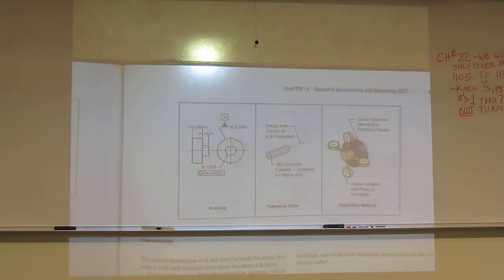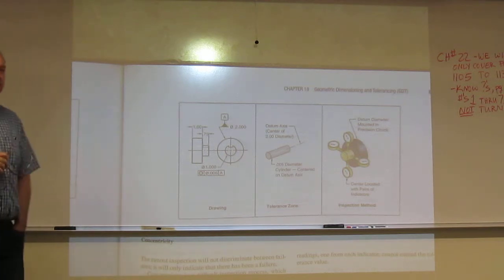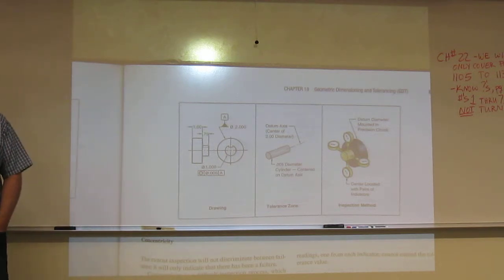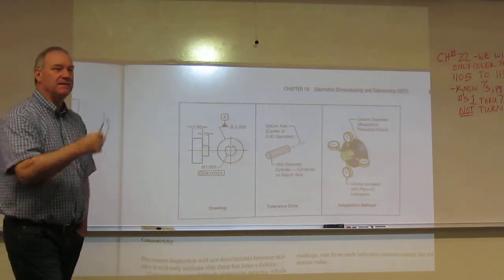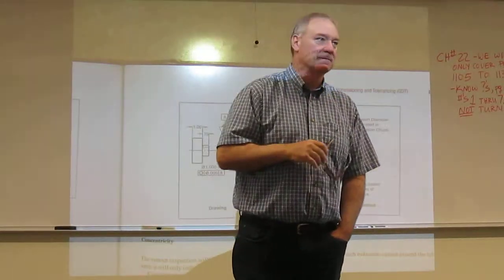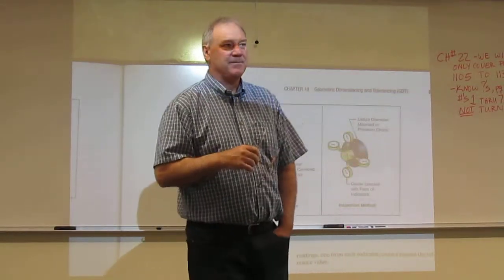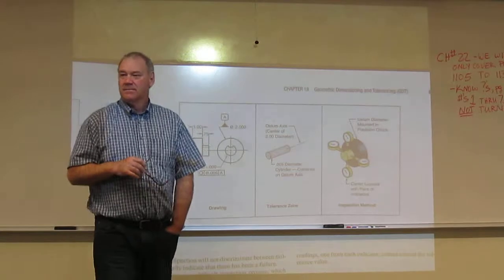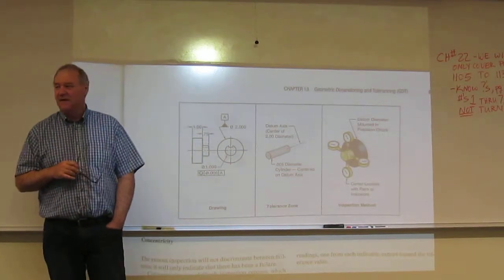What's the general rule if no GDT is listed in a drawing? If you do not use GDT on a drawing, then what does GDT default to? It defaults to all the main tolerances.